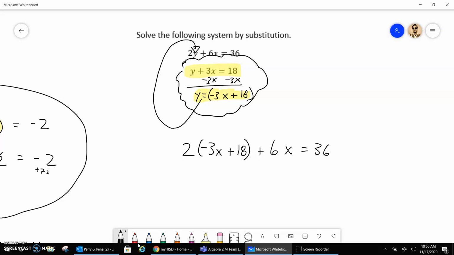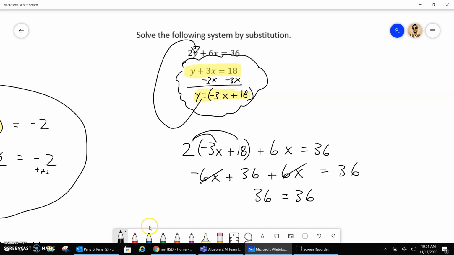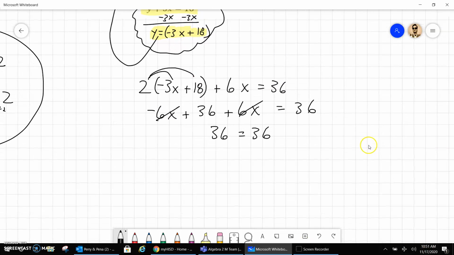When you're solving by substitution, you want to isolate either variable and plug it into the other equation. All right, so now that I have this down here, let's go ahead and simplify. Let's distribute. We get negative 6x plus 36 plus 6x equals 36. Now it appears these cancel out, and we're left with 36 equals 36. Okay? You're like, what? What do we do with that?